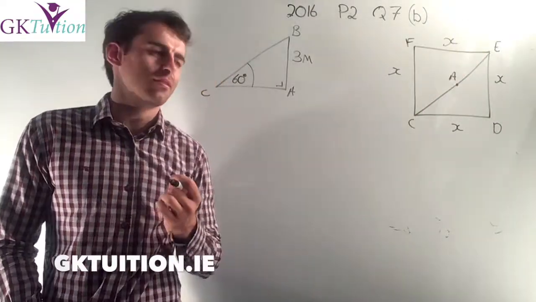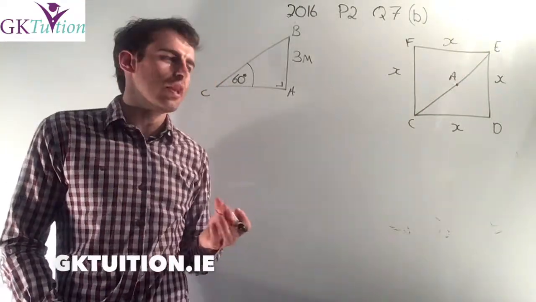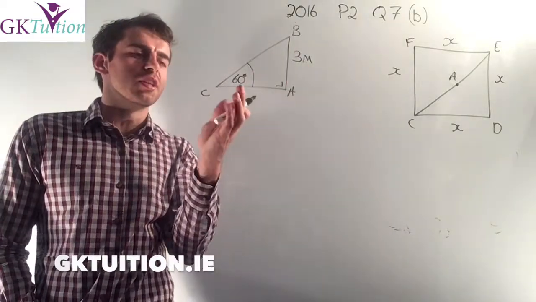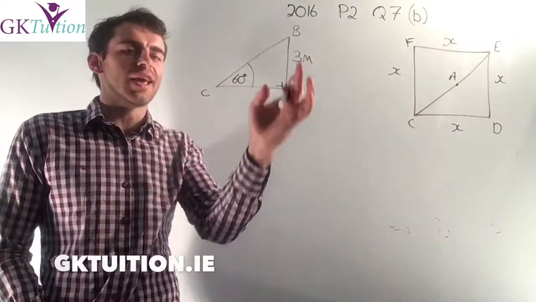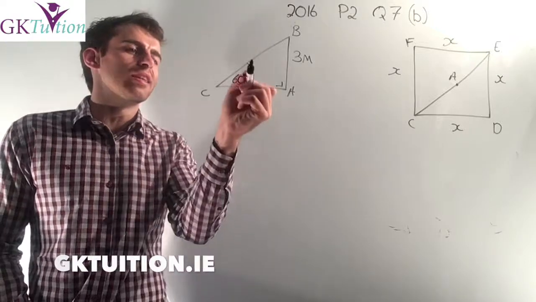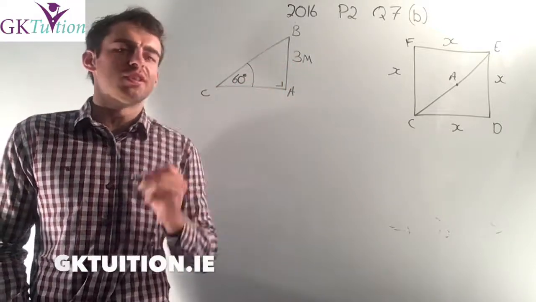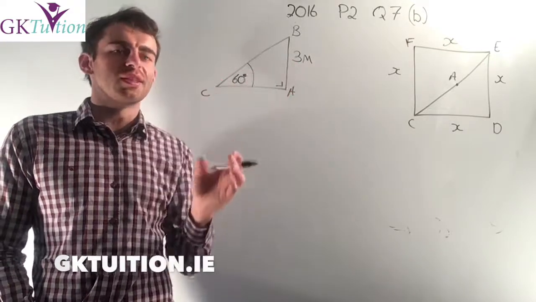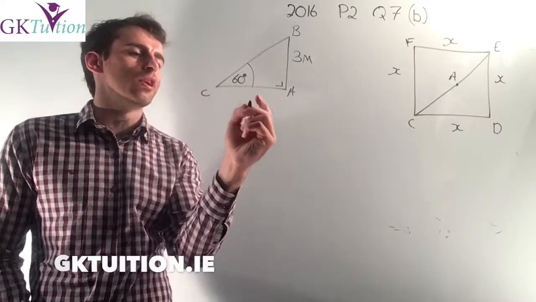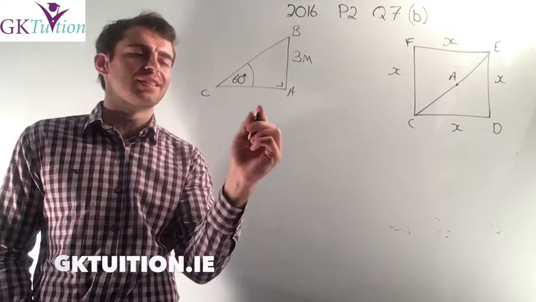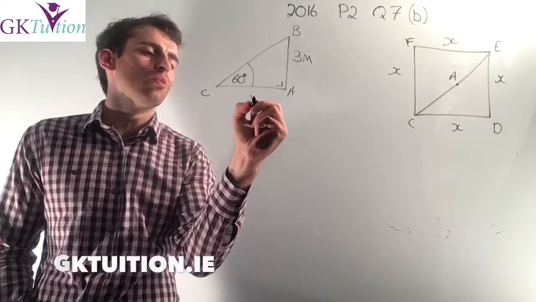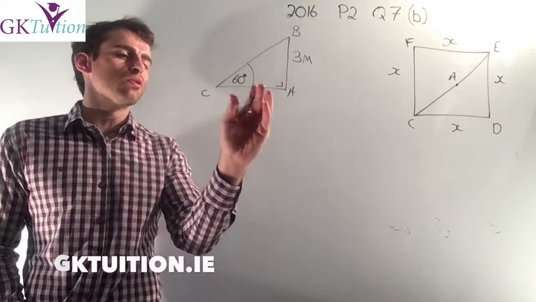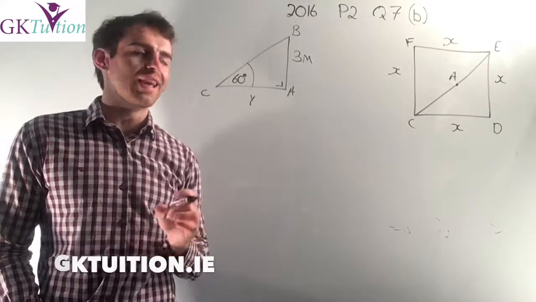that I've labeled X. But I haven't been given any information other than information about the vertical length AB, which is 3 meters, and the angle of elevation BCA, which is 60 degrees. Now, based on this information, I'm going to be able to use trigonometry to work out the distance AC. So let's call the distance Y for the moment.